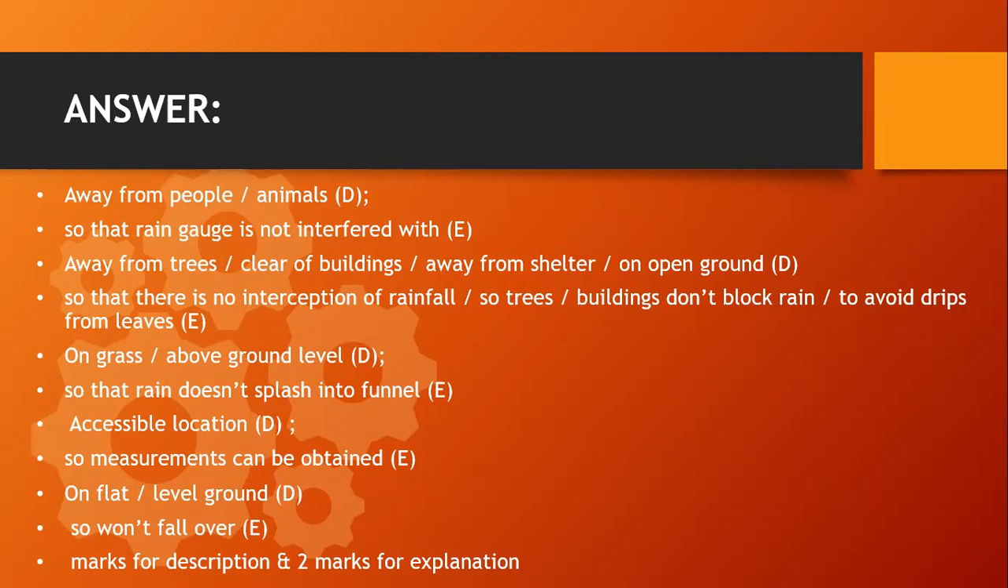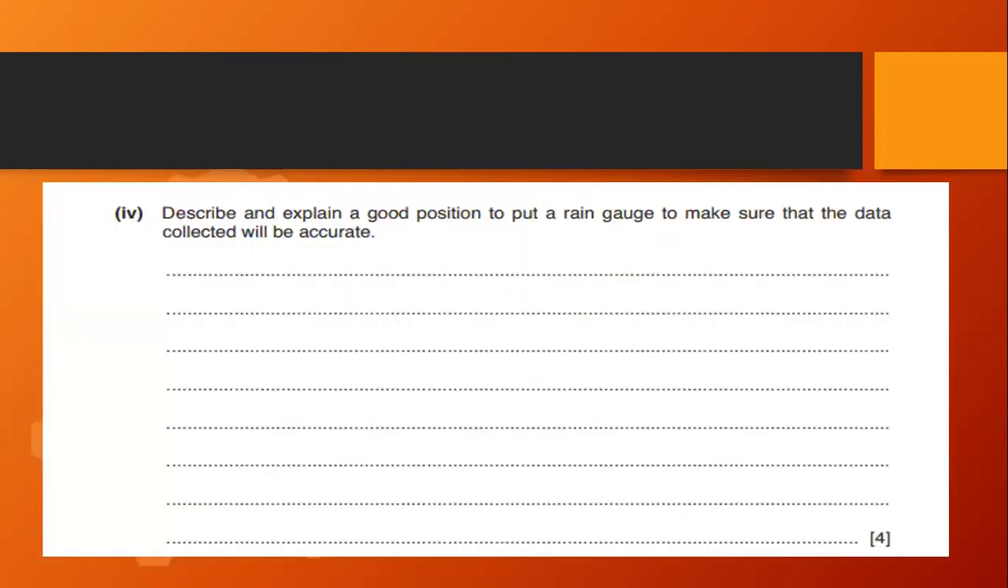This is how we should give the description and explanation. The mark for description and explanation will be 2 for each. 2 marks for description and 2 marks for explanation, which means you will get the 4 marks, as you can see in this question here.